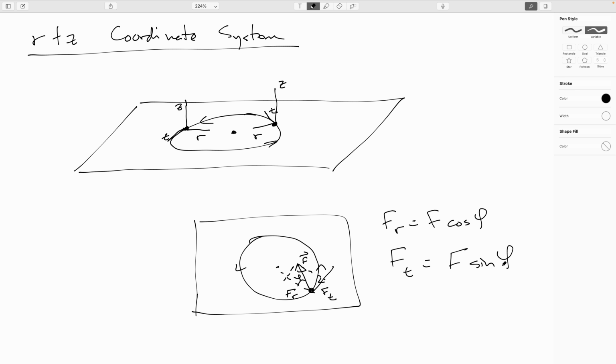So this is a specialized coordinate system specifically for looking at things that are going around in circles. And in the next video, we will pick it up from there and start taking a look at uniform circular motion. So we'll see you over there.